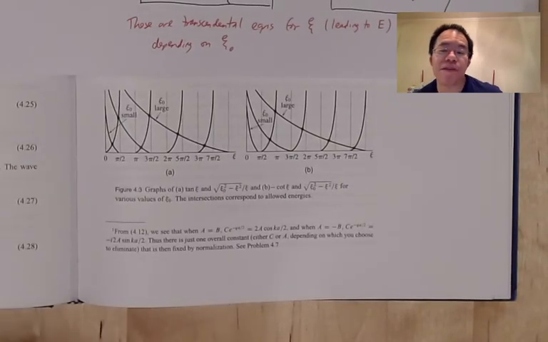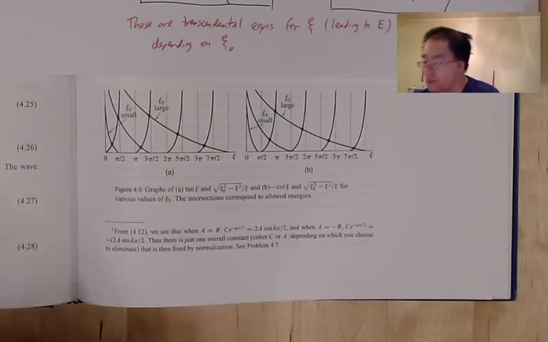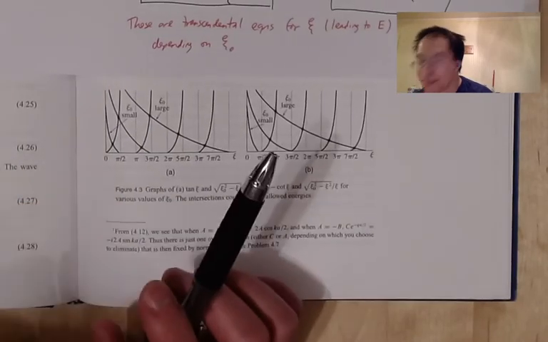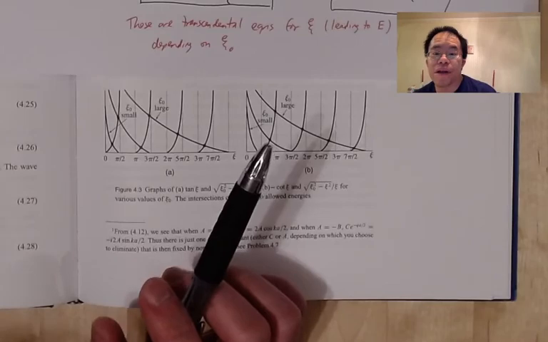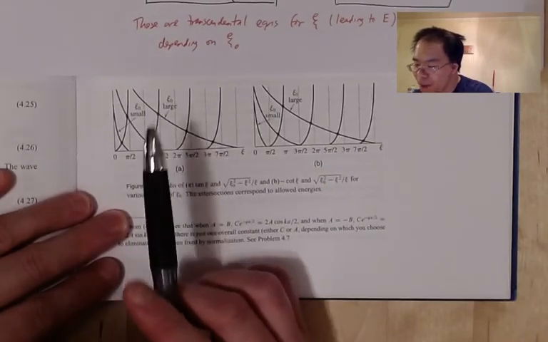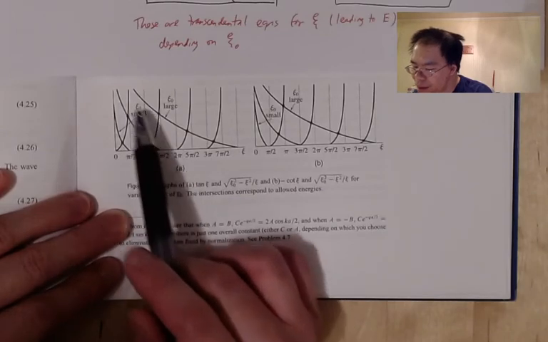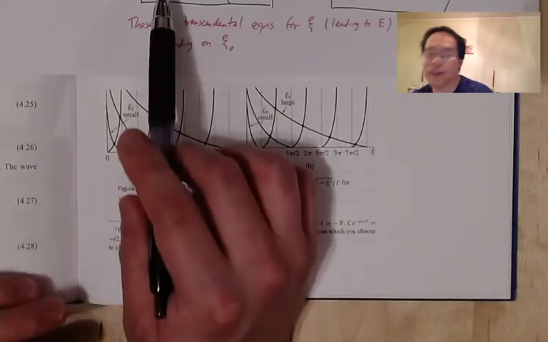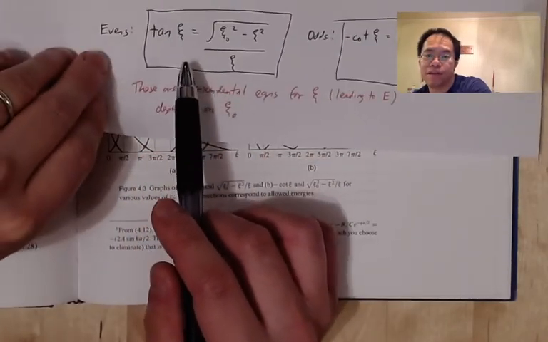So in practice, if you're given some values for the well depth and the well width, you know what psi naught is, or you can calculate it, and then that gives you one particular one of these branches. Then the allowed energy eigenvalues are given by the values of psi where the curve for the right-hand side intersects tangent of psi.